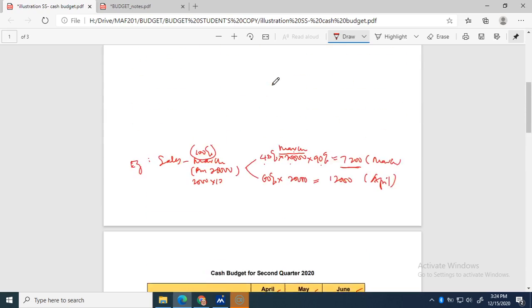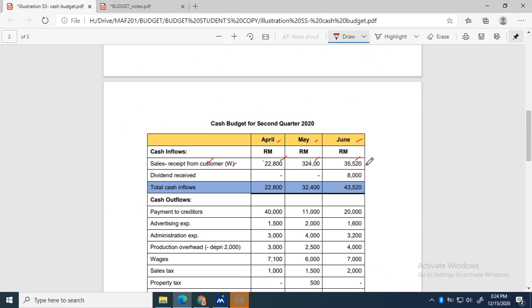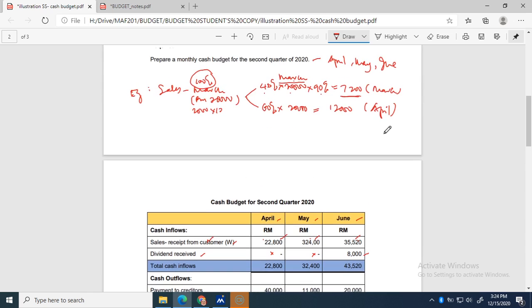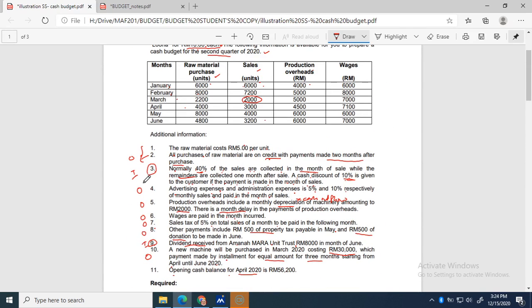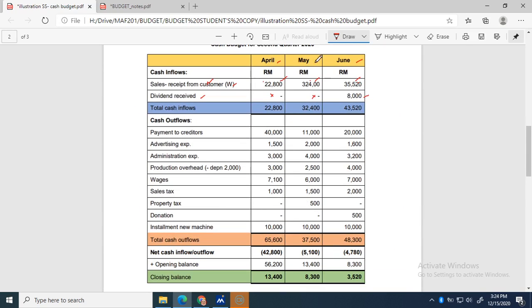Another inflow will be dividend received. Dividend received from Amanah Mara Trust is 8,000 in the month of June. So only in June do you receive the dividend of 8,000. No amount is received for dividend in April, and no amount in May. So you just record it in June. From the above, only these two are inflows. So you can total up the cash inflow. You get 22,800, 32,400, and 43,520.